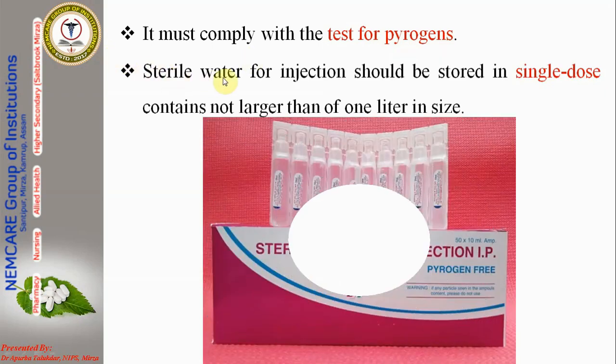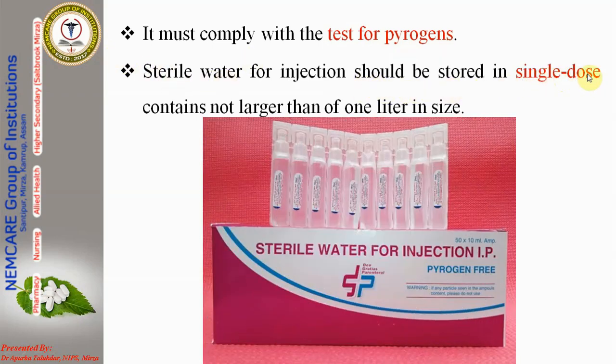Sterile water for injection should be stored in single dose containers, not larger than 1 liter in size. So they are used in a single dose. That means one pack should be used one time. One sample or one packet is not reused. That is why it is used in a single dose. Once it is used, the remaining amount is thrown away.